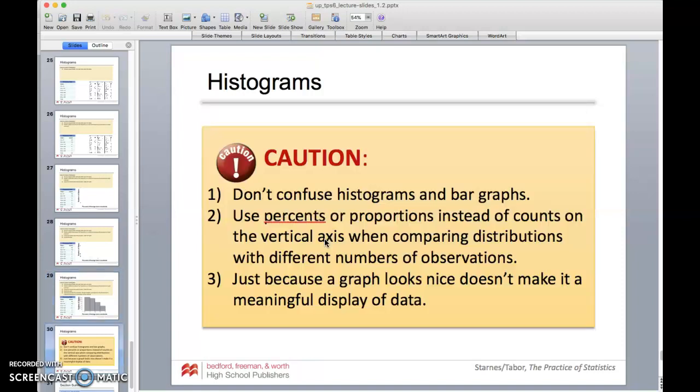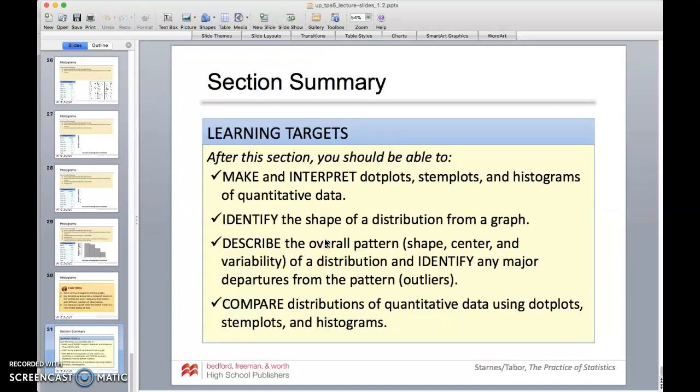All right, and again, it's really good. Don't confuse histograms and bar graphs. They're different. Use percents or proportions instead of counts, especially when comparing distributions with different numbers. And just because it looks nice doesn't mean it's meaningful. You got to make sure it's significant. You got to make sure it's a good display that gives you the information that you need, and you show that. Okay. So what should you be able to do?